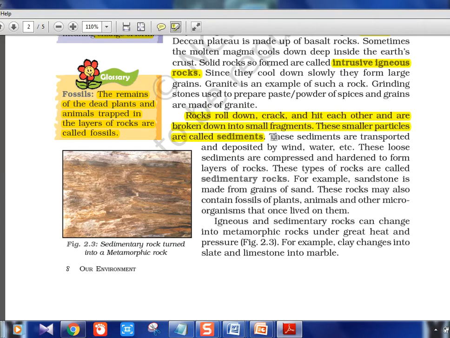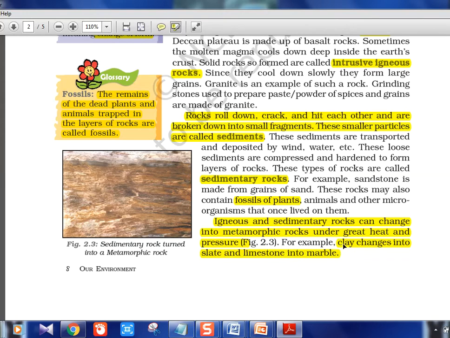They will all come together and then form the sedimentary rocks. That is the basic thing. It will contain fossils. Igneous and sedimentary rocks can change into metamorphic rocks under great heat and pressure, okay. The same thing now, both of these will turn into metamorphic rock if high temperature and pressure is there. Like clay changes into slate and limestone changes into marble.